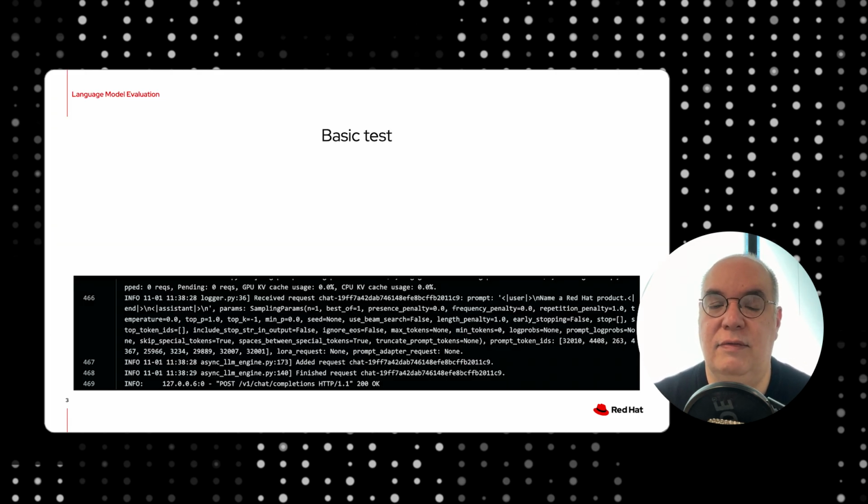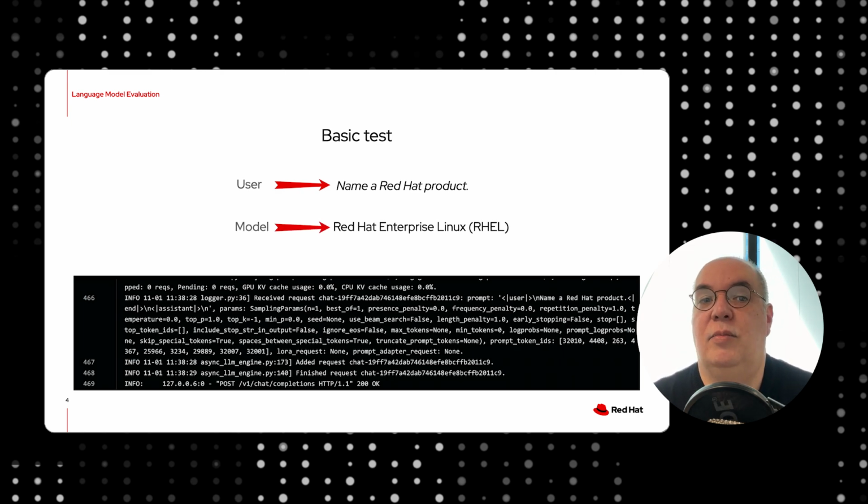Our model is deployed using VLLM, a high-performance model server, and we can check that our model is working by sending it a few prompts. This is a basic check to make sure it can handle simple queries and generate valid responses. First, let's ask our model to name a Red Hat product. And the model responds with Red Hat Enterprise Linux. That is a correct answer.